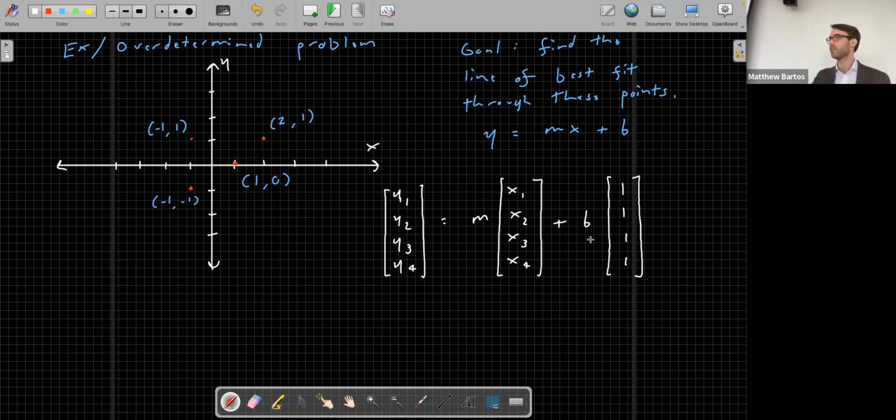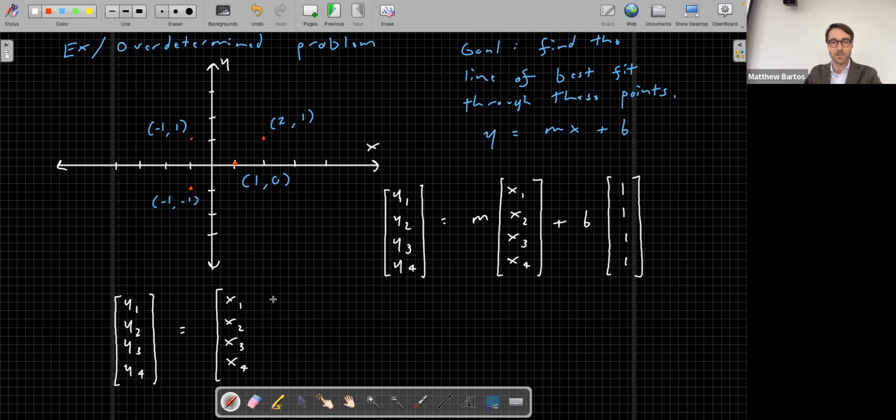Okay, so we can take this equation here, and we can rewrite this as a matrix vector product, right? So we can rewrite this as y1, y2, y3, y4 is equal to some matrix where the first column is x1, x2, x3, x4. Second column is 1, 1, 1, 1. And it's being multiplied by a parameter vector, m, b. So note that this is equivalent to this equation here. We've just written it as a matrix vector product.